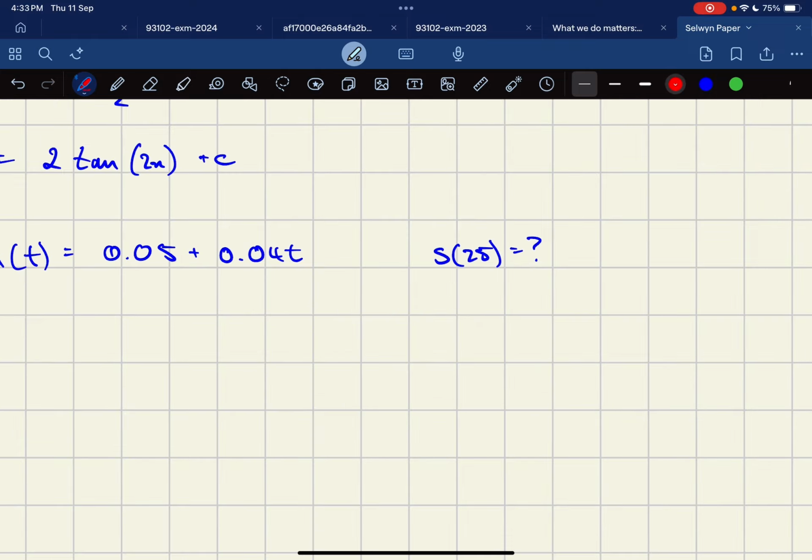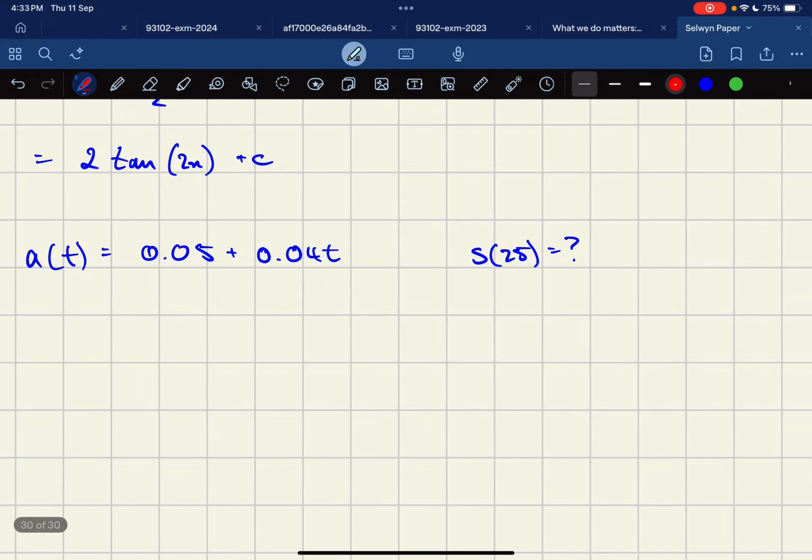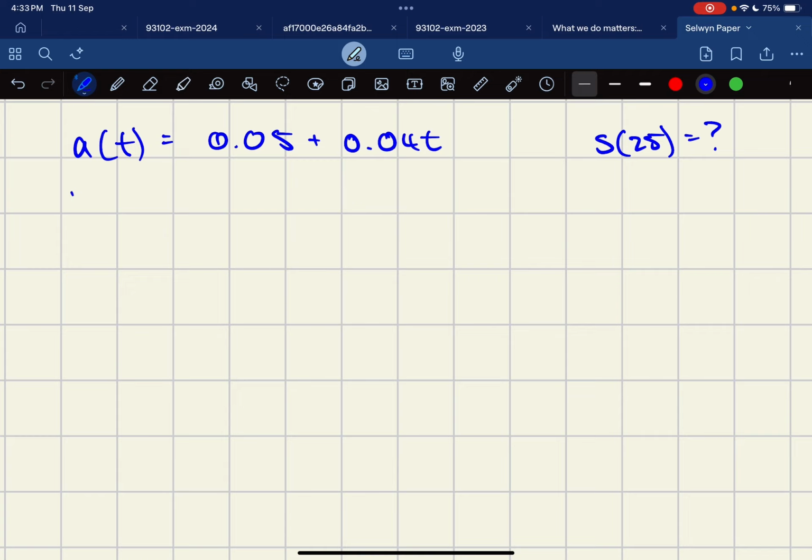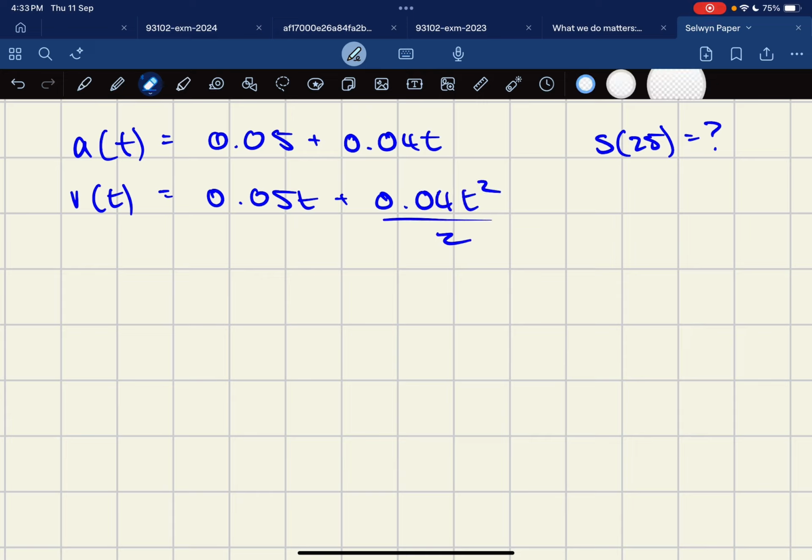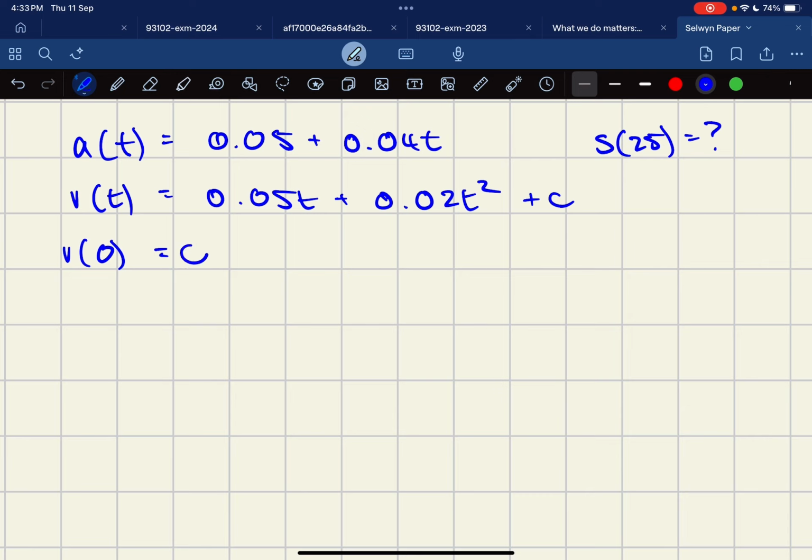Well, you've got to integrate twice, from acceleration to velocity and then velocity to distance. So integrating this gives you 0.05 t, then plus 0.04 t squared over 2, and that over 2 you can just simplify, and then you have a plus c. And you assume that the cheese starts at a velocity of 0 because you push it down. So at v of 0, it also equals 0. So therefore c is equal to 0. So v of t is equal to 0.05 t plus 0.02 t squared.